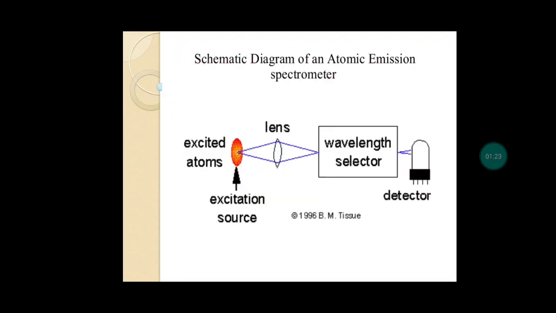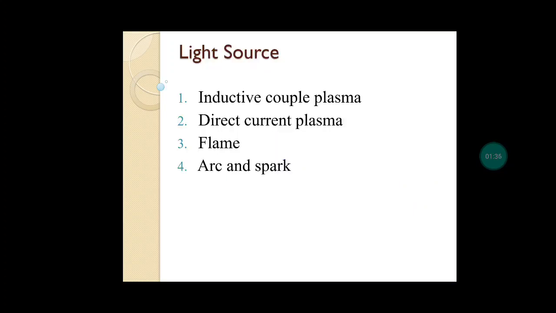First, the schematic diagram of an atomic emission spectrometer. See in this diagram: the excitation source, lens, wavelength selector and detector. First of all, the light source. There are four types of light source. First is inductively coupled plasma. Second is direct current plasma, then flame, and arc and spark.